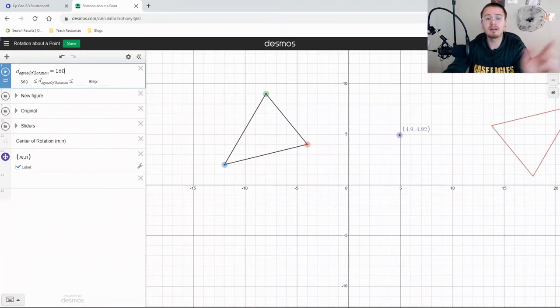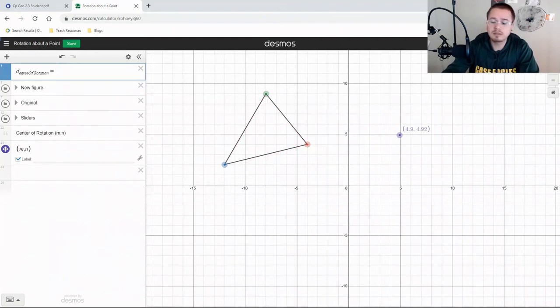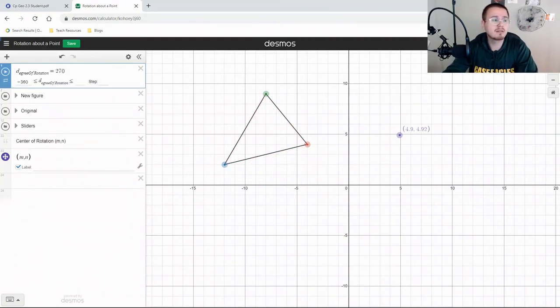Yes. Let's see how far I went, and notice the distance between the two. It should be equidistant. 270. Can't see 270. 330. So I'll drop this link, otherwise you can see it. It's in there. Calculator, Desmos, rotation about a point.